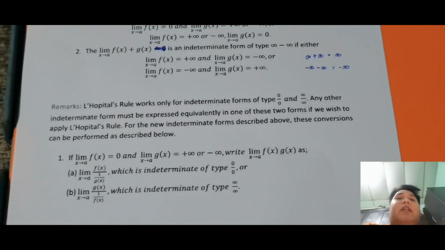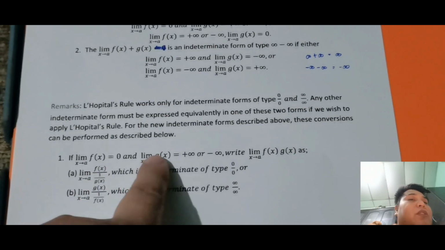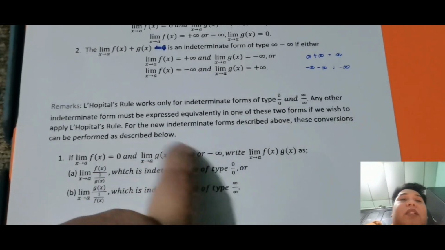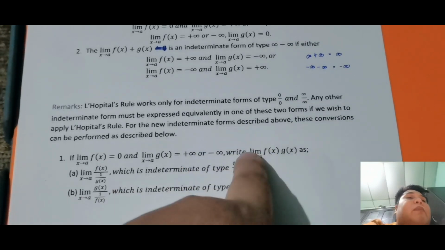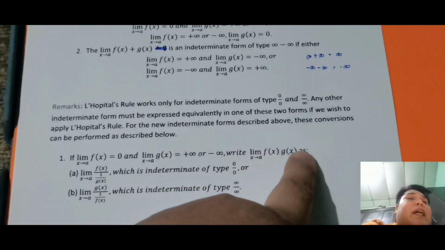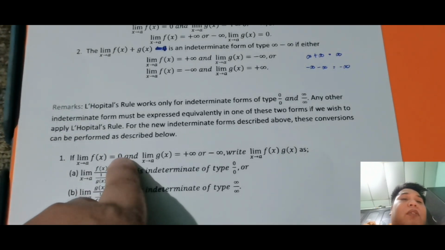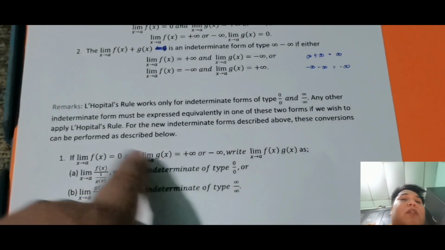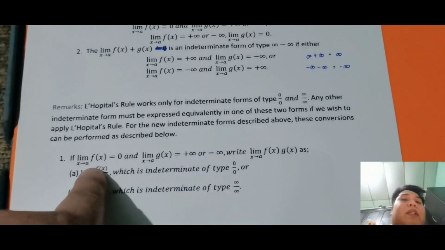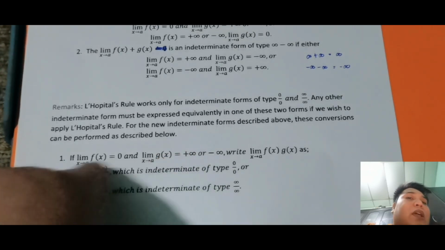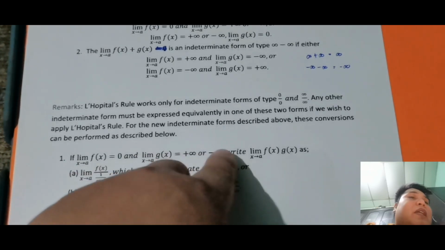So number 1, if the limit of f of x is equal to 0, then yung limit ng g of x is equal to positive infinity or negative infinity, regardless kung ano man yun, we write the limit of f of x times g of x as ganito. So, ganyan napansin niyo guys. Kung siya daw ay 0, tapos infinity and negative infinity, ganito gagawin. Yung limit ng f of x, since alam natin na 0 siya, ang gagawin natin yung 1 over g of x. Yung g of x natin, gagawin natin 1 over g of x. Para lang maging 0 over 0 siya.